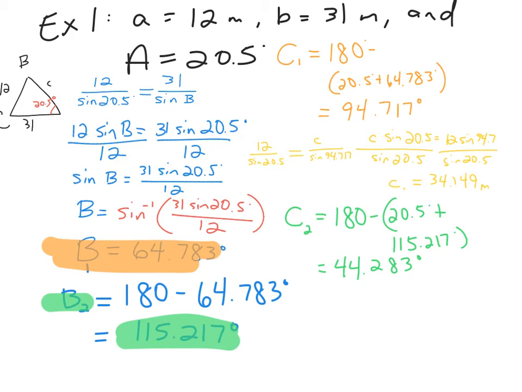So if we're going to find our side C, then that means that we're going to set up another ratio just like this one, except that instead of using the 94-degree angle, we're going to be using the 44-degree angle. And so that's going to give us 12 over the sine of 20.5 equals little c2 over the sine of 44.283 degrees.